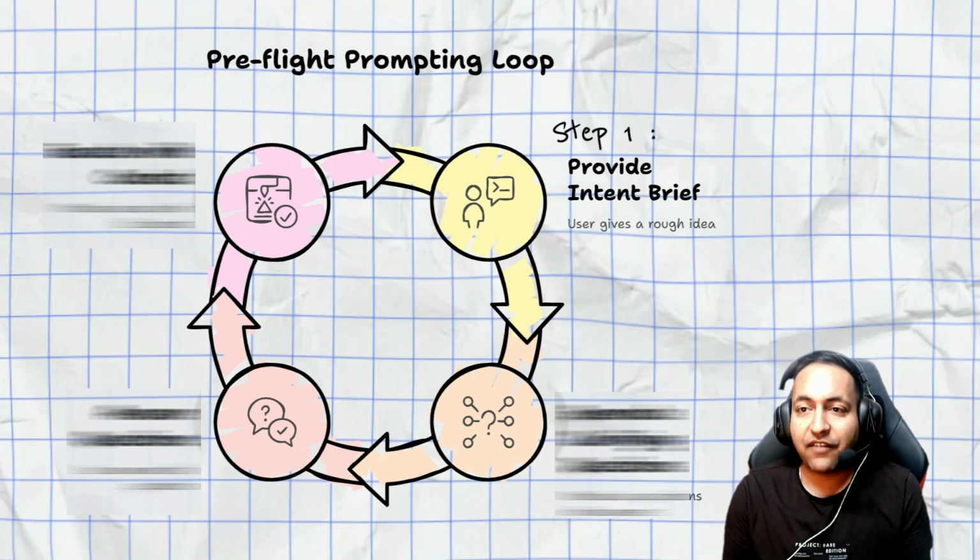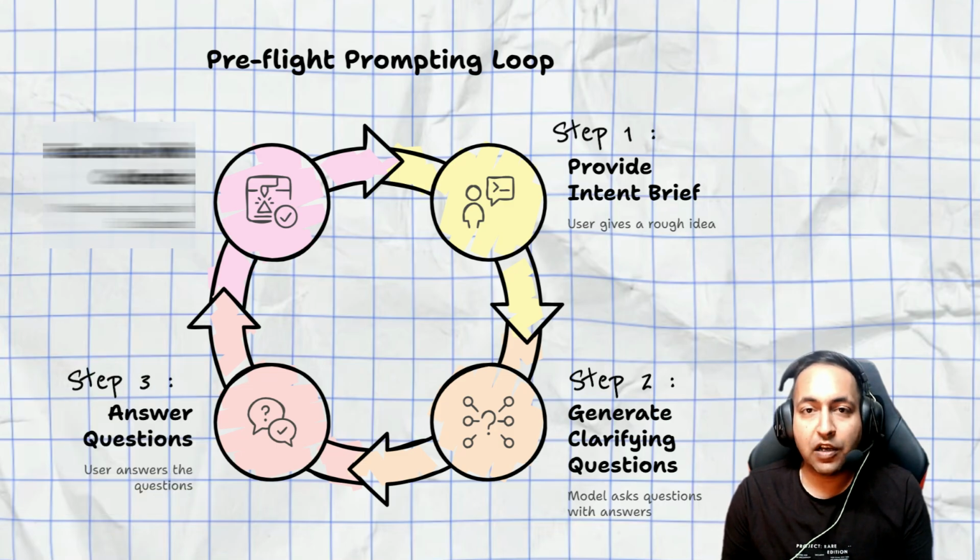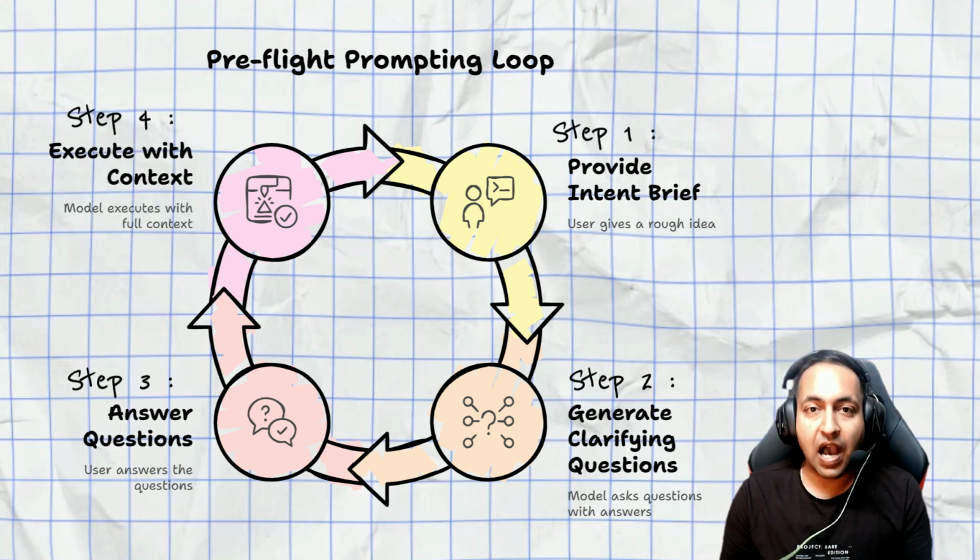So the pre-flight prompting loop works something like this. In step 1, you give a rough intent brief and tell the model to ask clarifying questions from you along with the recommended answers. You also tell the model that you only want it to execute the instructions on the keyword go. In step 2, the model will generate those clarifying questions with recommended answers. You can either tell the model to go with the recommended options if you are happy, or otherwise, you can choose to answer the questions yourself for steering the model response. Once you are happy with all the answers and the model has got enough context, you can say the keyword go, and the model will execute with full steered context.